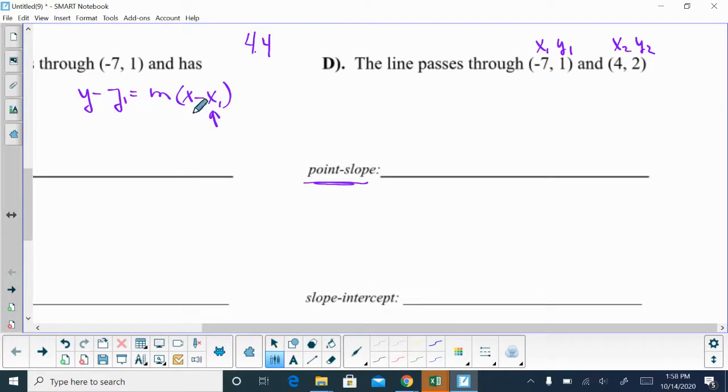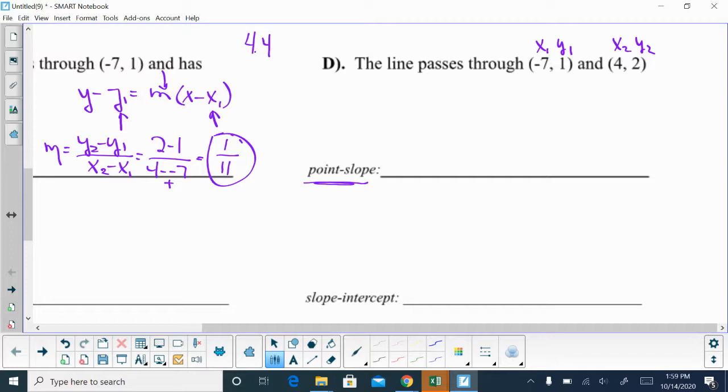So I have to have a point, I have to have the slope, and at this point I do not have the slope. So remember, slope is y sub 2 minus y sub 1 all over x sub 2 minus x sub 1. So let's substitute that in given our information. 2 minus 1 all over 4 minus negative 7. This cleans up to 1 over, this becomes 1 plus 7. 1/11th is our m. So m is 1/11th.